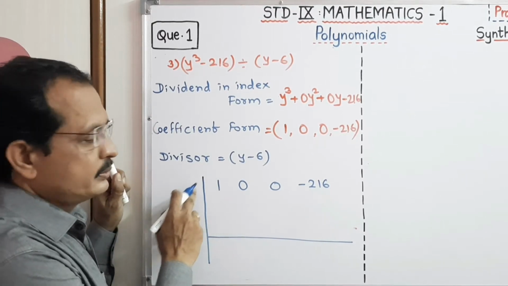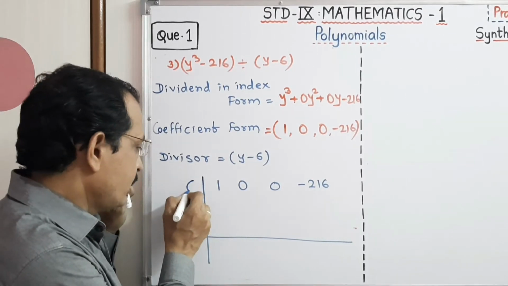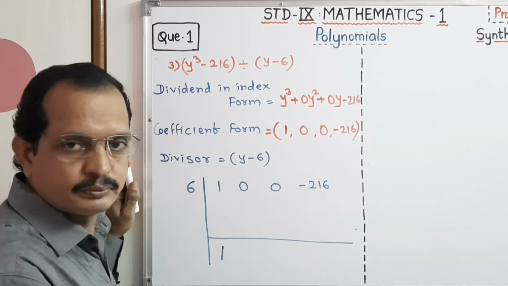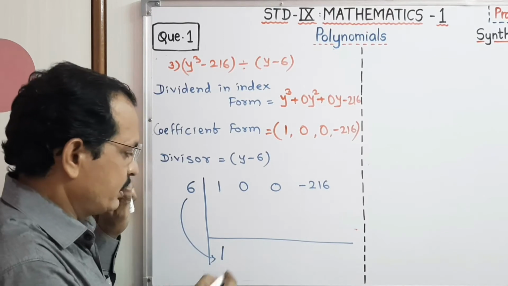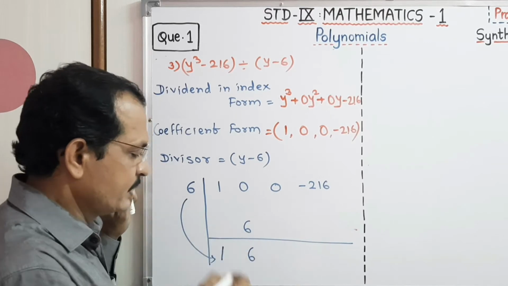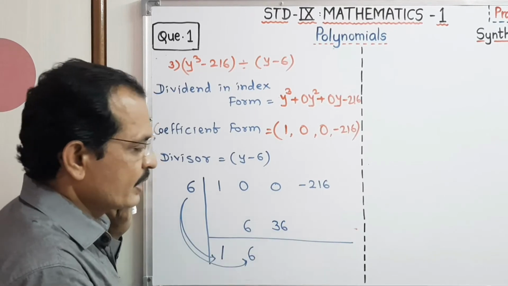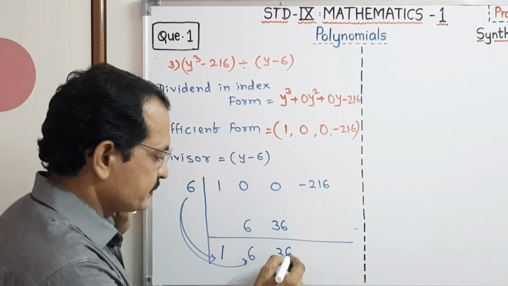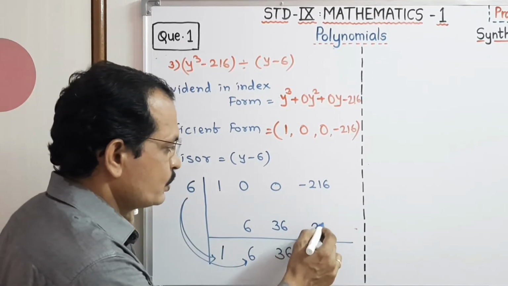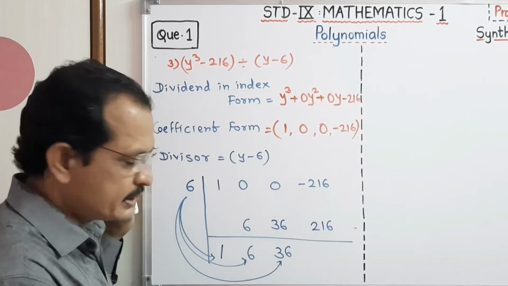Here what we have to write? y minus 6 is the divisor. Opposite of this minus 6, we have to write here plus 6. Then this 1 we have to write as it is. Then multiply this 6 with 1. 6 ones are 6. And 0 plus 6, it is 6. Now see, 6 into 6, it is 36. 0 plus this, 36. 36 into 6, it is 216. Multiply this 36 with this 6, it is 216.